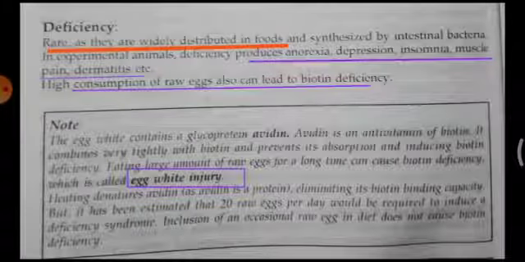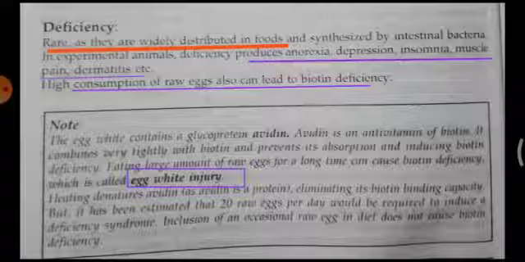Next is the deficiency. Deficiency of biotin is very rare, as it is widely distributed in foods and synthesized by intestinal bacteria. In experimental animals, deficiency produces anorexia, depression, insomnia, muscle pain, and dermatitis. Hence, sufficient biotin should be taken to maintain normal physical health. Otherwise, these types of complications occur due to deficiency of biotin.